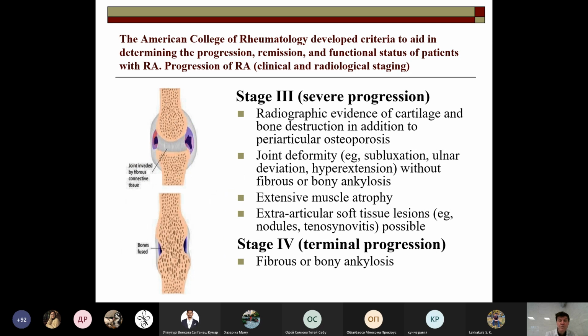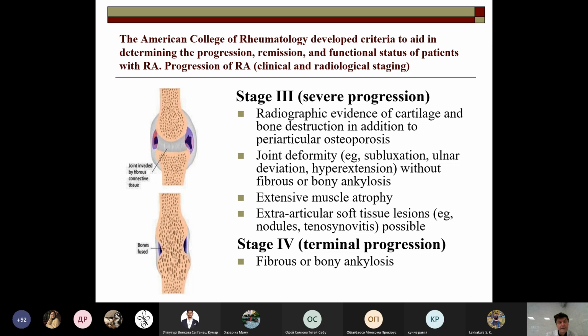Stage 3, the severe progression. Radiographic evidence of cartilage and bone destruction, in addition to periarticular osteoporosis, can be seen in this patient on X-ray examination. Joint deformity, extensive muscle atrophy, and extra-articular soft tissue lesions can be verified, but optionally, not generally. Stage 3 is defined as not potentially reversible.